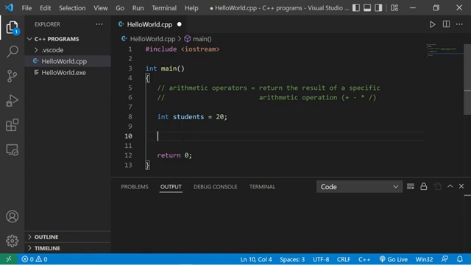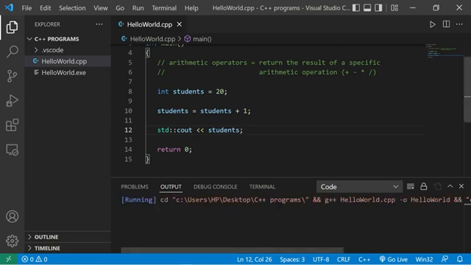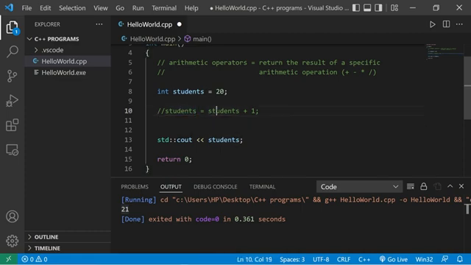Well, if we're working with the variable, we could say students equals whatever students is plus 1. Then we could display this. Standard output, I will display students. The current number of students that we have is 21. There is a shorthand way of writing this too. In place of saying students equals students plus 1, we could shorten this to students plus equals 1. That would do the same thing.